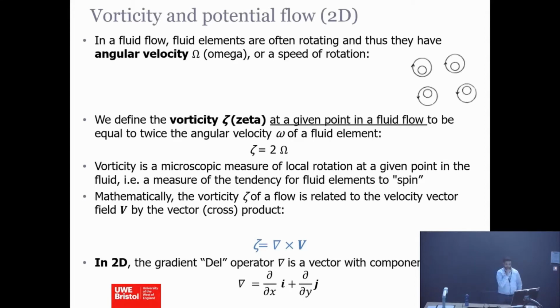in 2D, that's called zeta. And this zeta is basically twice the angular velocity of the fluid elements. So it's kind of a definition on a microscopic level because you're looking at the fluid elements.